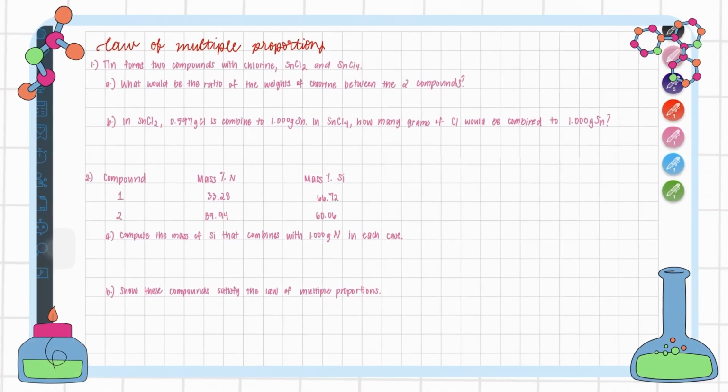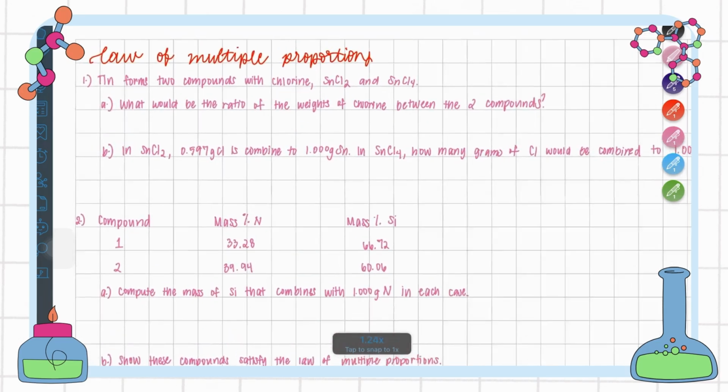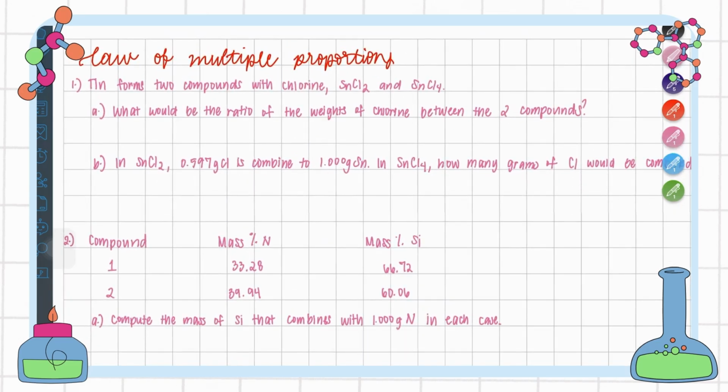So for the law of multiple proportions, we have two examples. For number 1, tin forms two compounds with chlorine, SnCl2 and SnCl4. For letter A, what would be the ratio of the weights of chlorine between the two compounds?